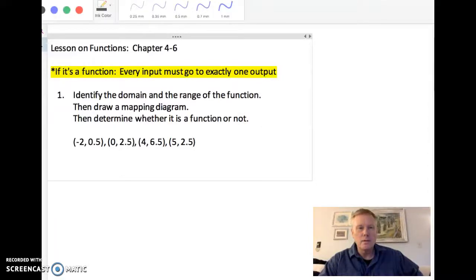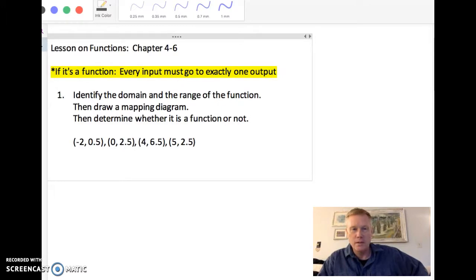Okay. Hey, everybody. I'm going to show you about functions today. So there's lesson chapter 4-6 on functions and mapping diagrams, and input and output and domain range. Those are the topics we'll be covering today. So I'm going to start with this up here.